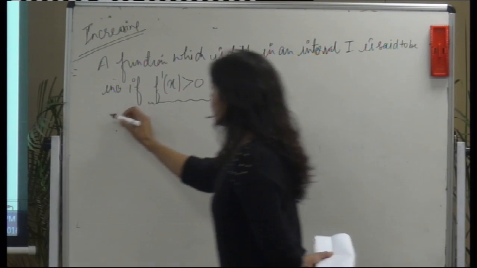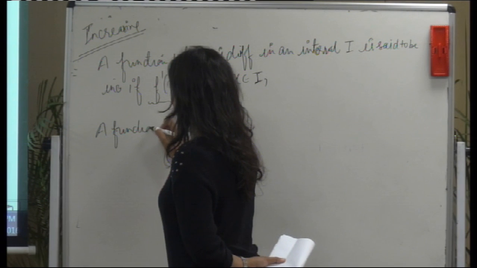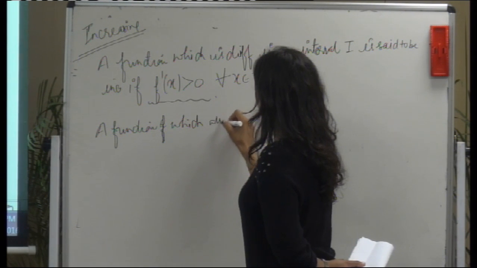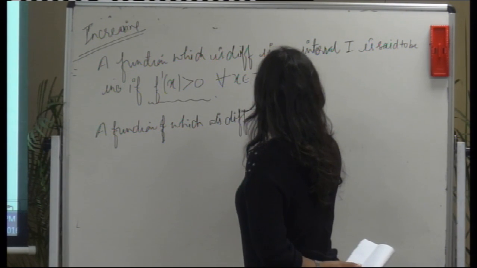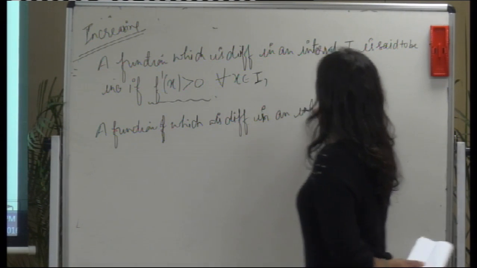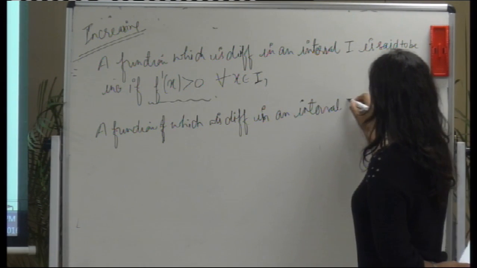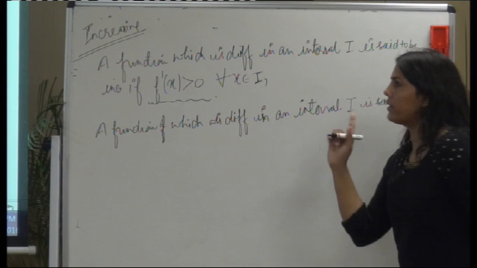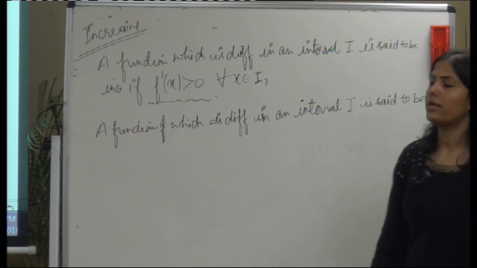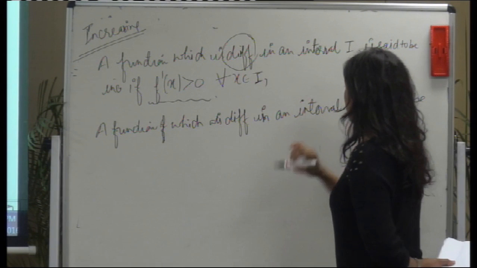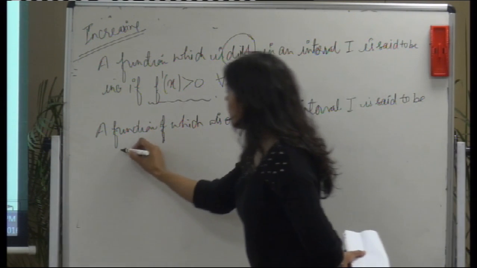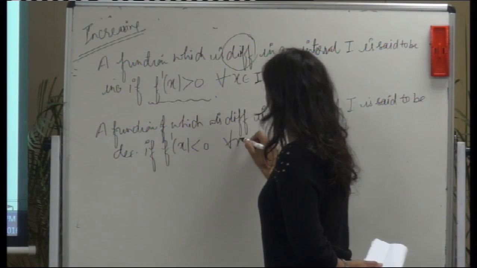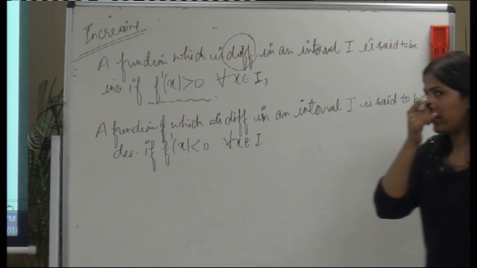Okay, fine. So now for decreasing, on parallel lines you can write down: a function which is differentiable in an interval. What about continuity? I'm not writing anything about continuity. It is continuous because it is differentiable. So the function in I is said to be decreasing if f'(x) is less than 0 for all x in I. Is it fine?